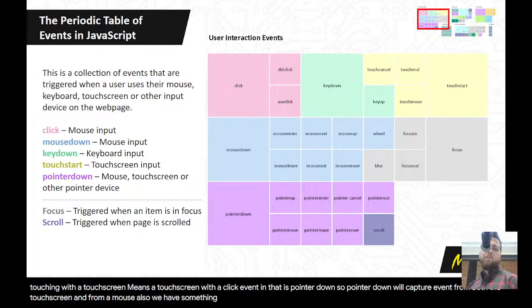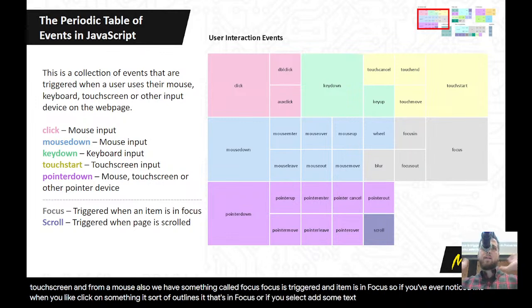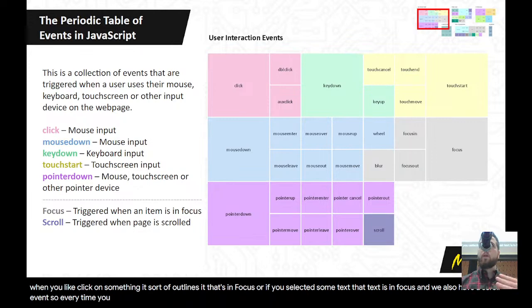Also, we have something called focus. Focus is triggered when an item is in focus. If you've ever noticed, when you click on something, it sort of outlines it. That's in focus. Or if you selected some text, that text is in focus. And we also have a scroll event. Every time you scroll on the page, the scroll event is firing.